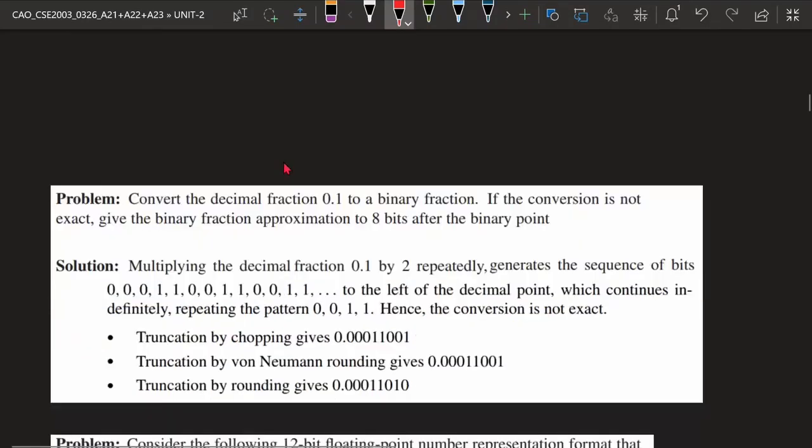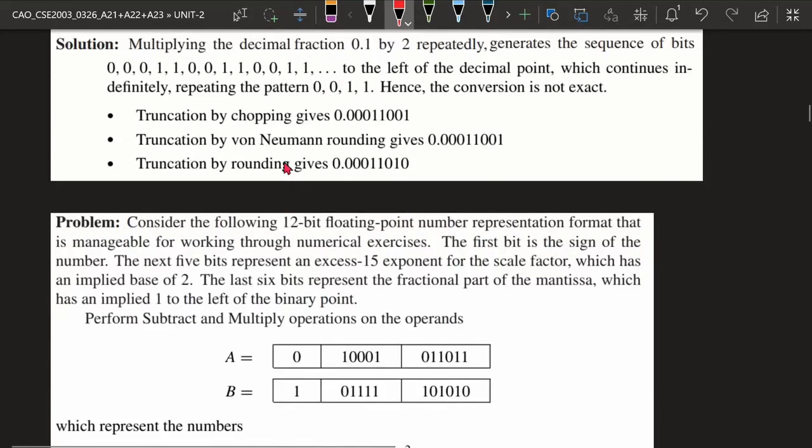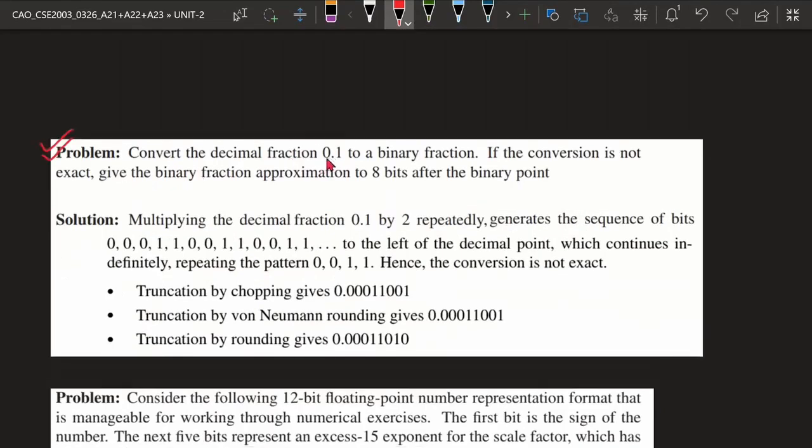So here, the question is to convert the decimal fraction, that is 0.1, to the binary fraction. So here, 0.1 is given. We need to convert it into its binary fraction. 0.1 is in decimal. We need to convert it into binary. If the conversion is not exact, give the binary fraction approximate to 8 bits after the binary point. So up to 8 bits we need to represent this 0.1.